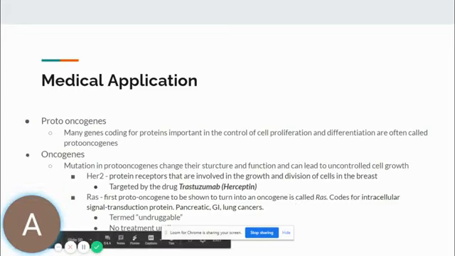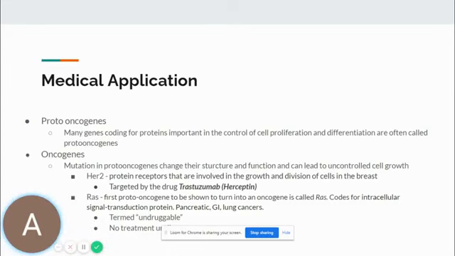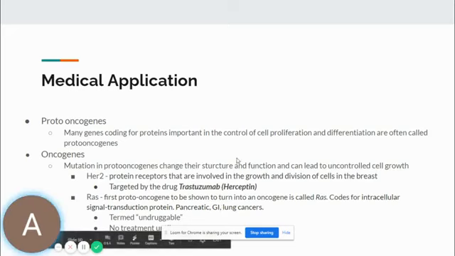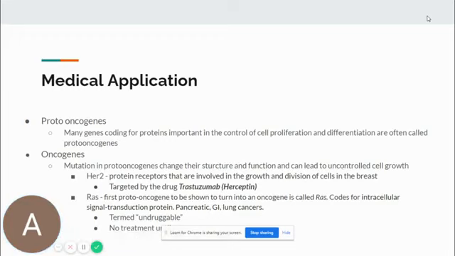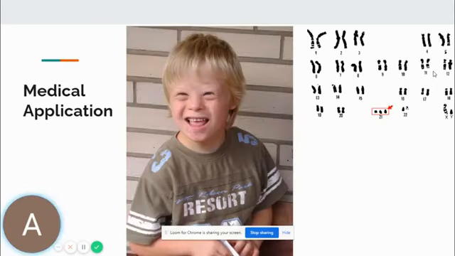Then we also have RAS. So RAS is actually the first proto-oncogene to be shown to turn into an oncogene. So this is very common in pancreatic cancers, no, gastrointestinal tract cancers, lung cancers. Unfortunately, this is termed undruggable. So wala pang drug na na-develop for RAS, no? Wala pang treatment for RAS. I've read a few articles lately, 2-year-old articles na they have recent success, but still, until now, there's still no drug for RAS.